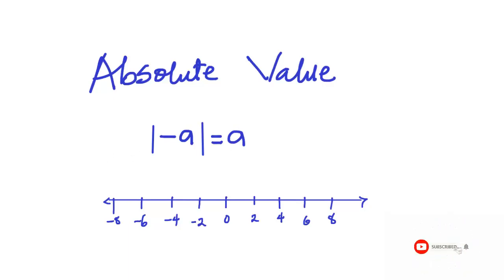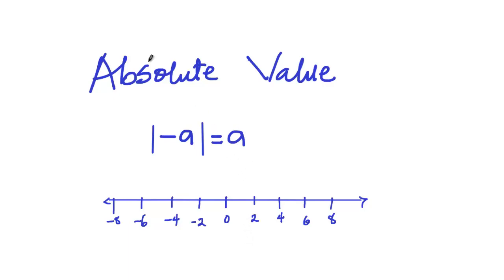Alright, so in this video I want to be explaining how to determine absolute value. First of all, I need to explain the concept of absolute value. What is absolute value basically? Absolute value is actually the distance of a number from the origin or number line.